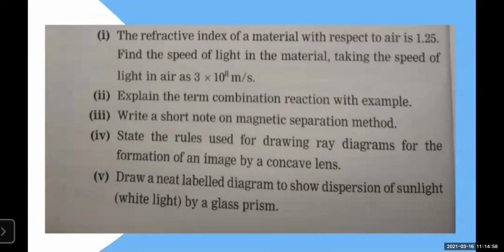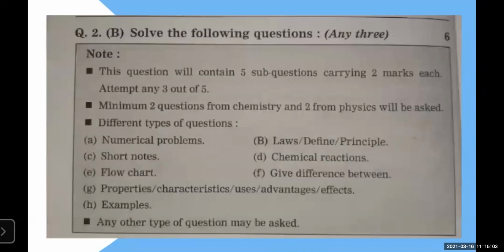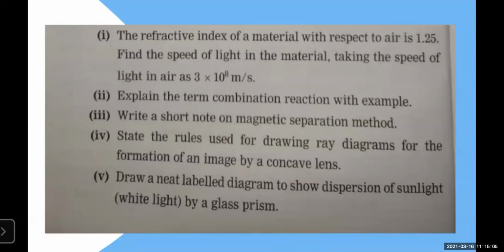First question, the refractive index of... see, this is the word, as I told you, numerical problem. So this is based on a numerical problem. First question: the refractive index of a material with respect to air is 1.25. Find the speed of light in the material. Taking the speed of light in the air as 3 into 10 raised to 8 meter per second.